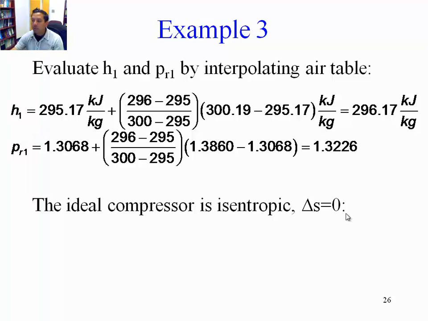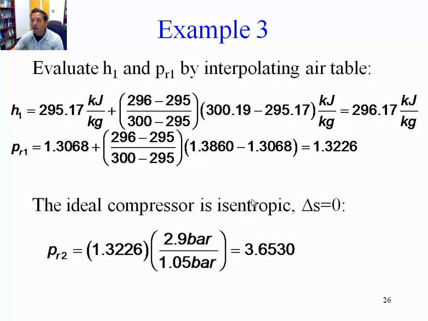In the ideal case where the process is isentropic, entropy doesn't change, so we can relate PR1, PR2 to P1 and P2. We can solve for PR2 as PR1 times P2 over P1. And then we find that PR2 is 3.6530. That doesn't mean anything by itself, but we know that this value is a function of temperature exclusively. We can go back to the table, look for a PR value of 3.6530, and see what temperature and enthalpy that corresponds to. That would be the temperature and enthalpy for the isentropic case, because we're assuming that this PR2 applies to the isentropic case.